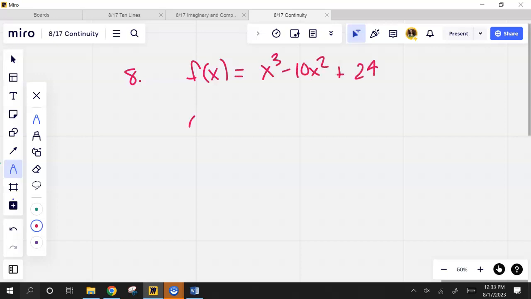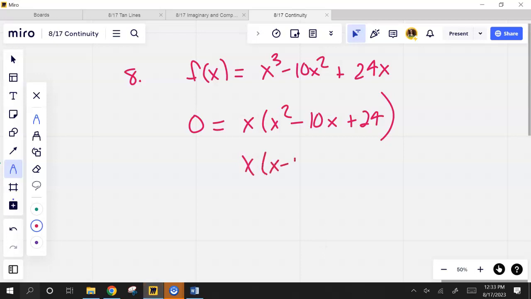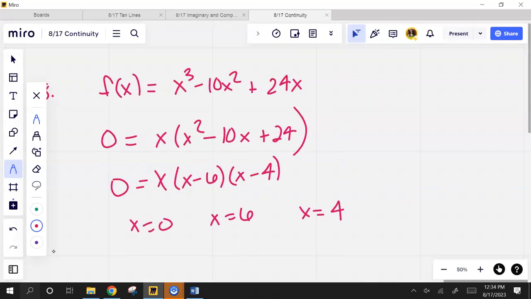So on 8, take out an x first. I've got x squared minus 10x plus 24. What multiplies to 24 and adds to negative 10? Negative 6 and negative 4. So my 3 solutions are 0, 6, and 4. And then, of course, the y-intercept, if I put a 0 in for all the x's, the y-intercept would be 0. Yes.